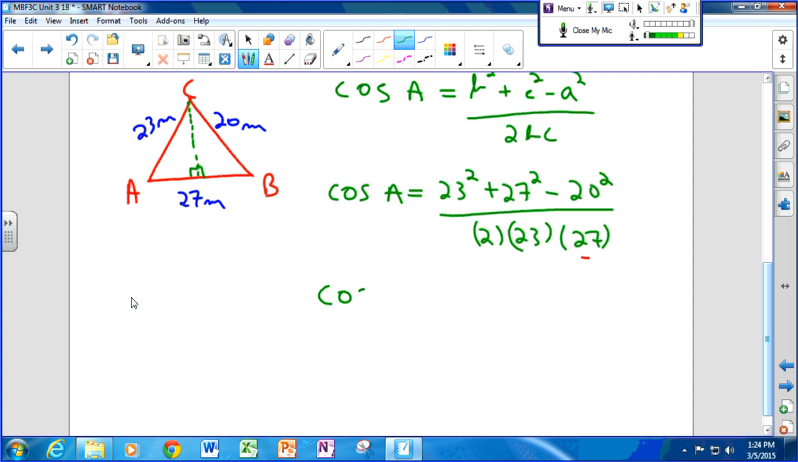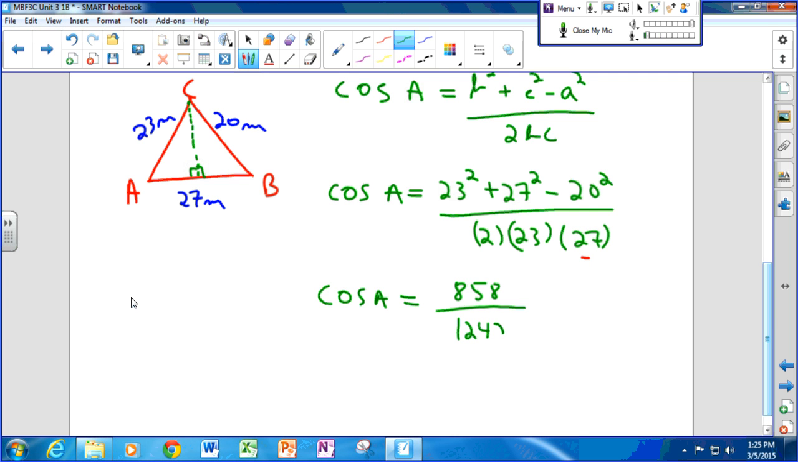All right, so the cosine of A equals, now you can do this however you want. You're just squaring a bunch of things, so it's 23 squared plus 27 squared minus 20 squared. You shouldn't end up with a negative number. So I got 858. With the tangent ratio, you could end up with a negative number, but for this, you should end up with a straight up positive number going into cos. Then 23 times 27.